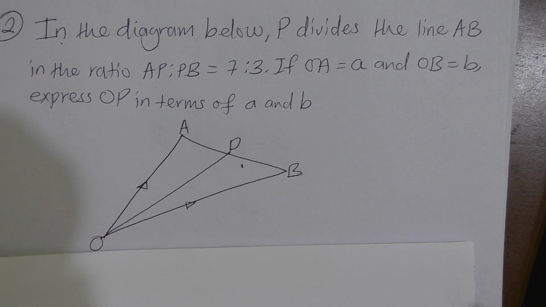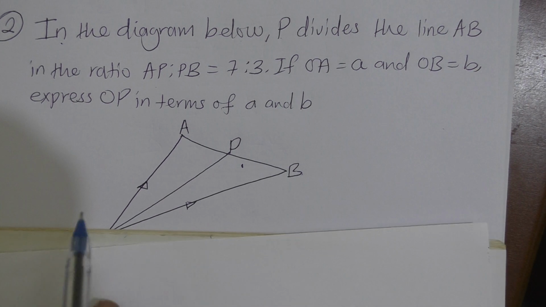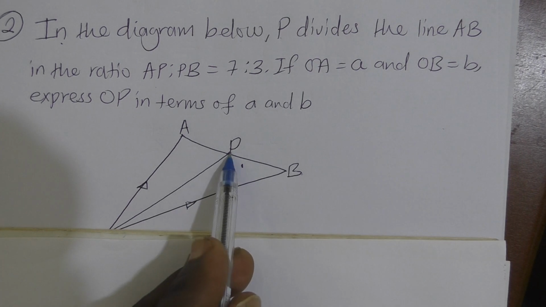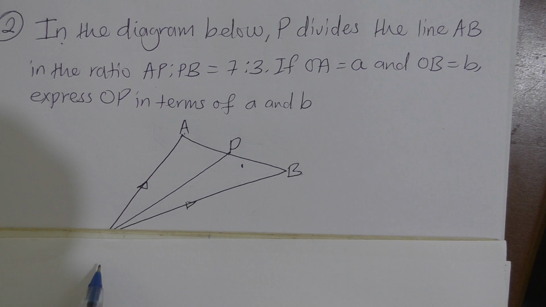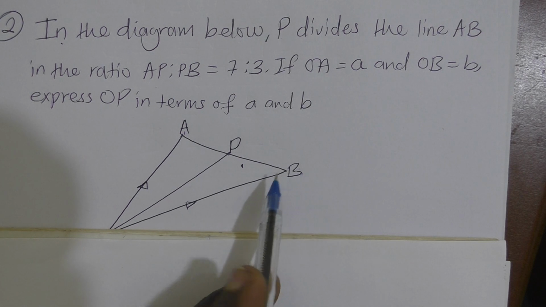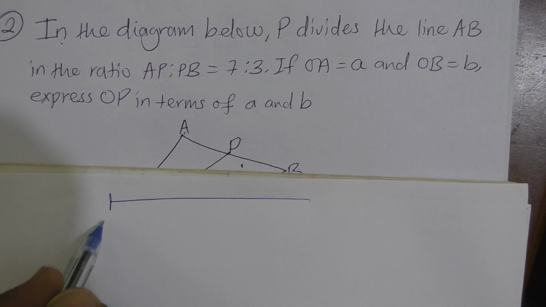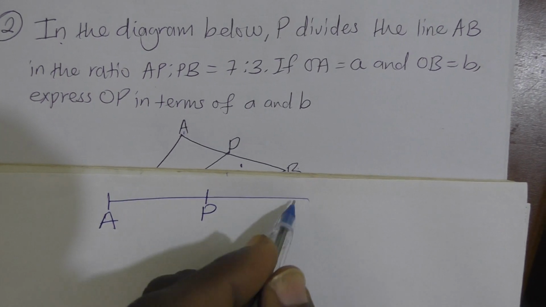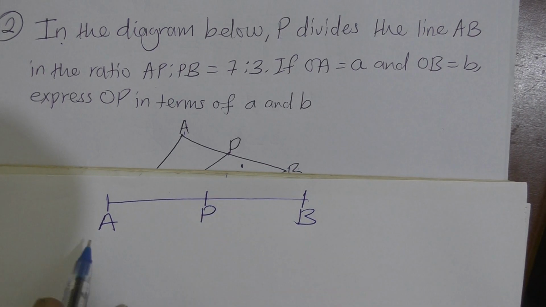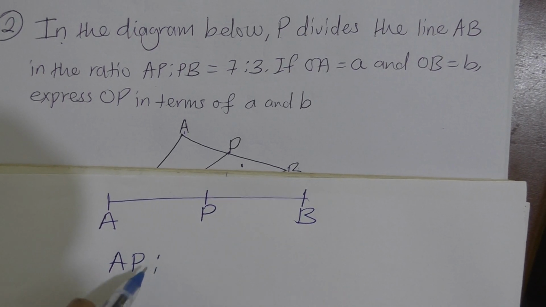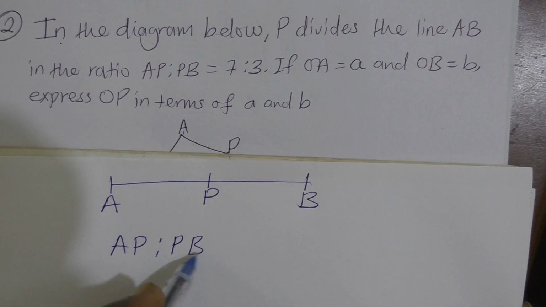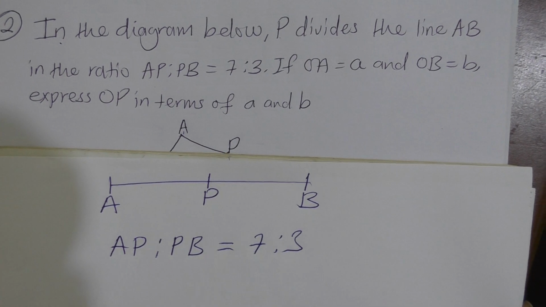In our previous video, we saw proportionals of a line and internal proportions. So since P is between A and B, this is what we call internal proportional, or P is dividing AB internally. Therefore, let us sketch that line. This is A, this is P, this is B. And now the ratio of AP to PB equals to 7 to 3.